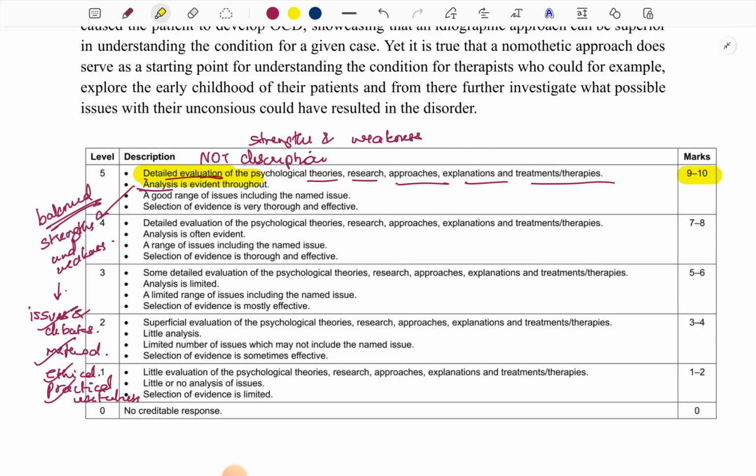Next is good range of issues, including the named issue. Now the pattern is new, but if we see the past pattern, examiners have always been of the opinion that 3 issues stand best. You are free to give more than these many issues. You are free to give less than these issues. Even 2 suffice actually. But examiners believe that when you maintain a balance between depth and breadth, 3 serves to be the best.